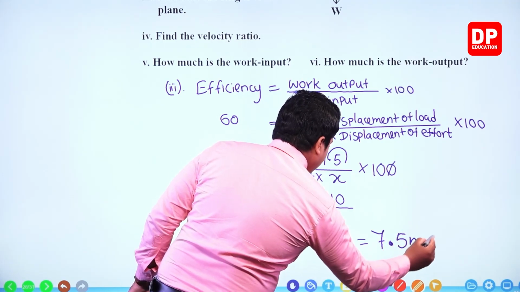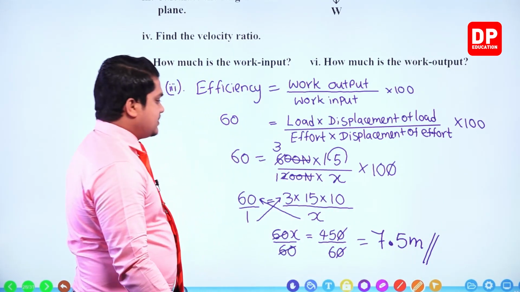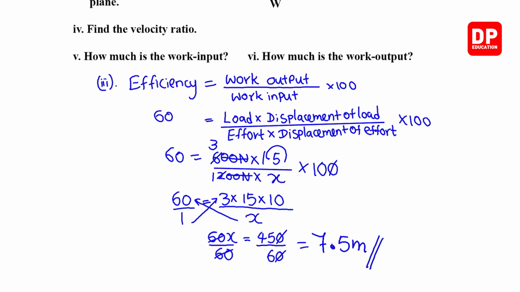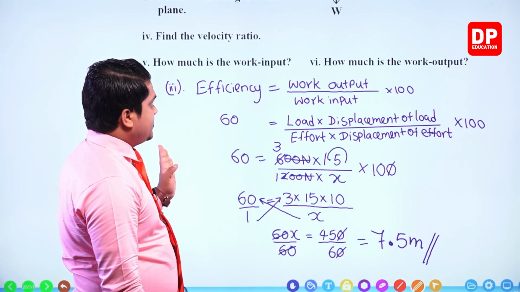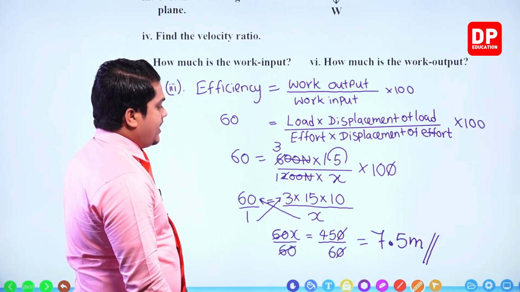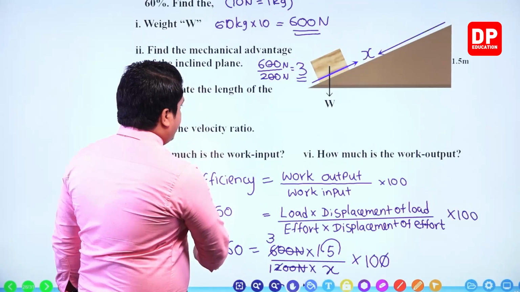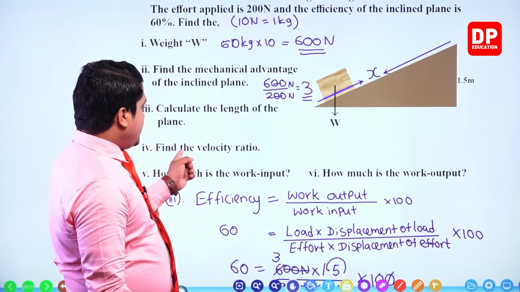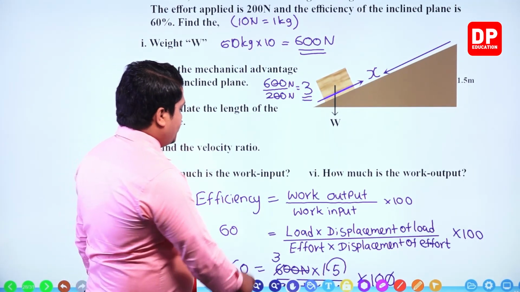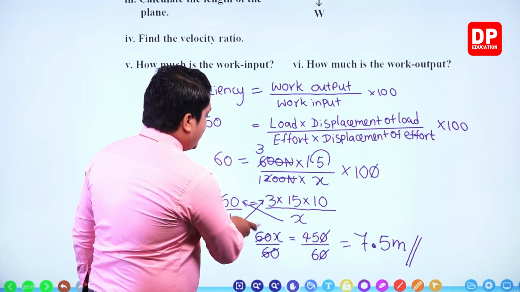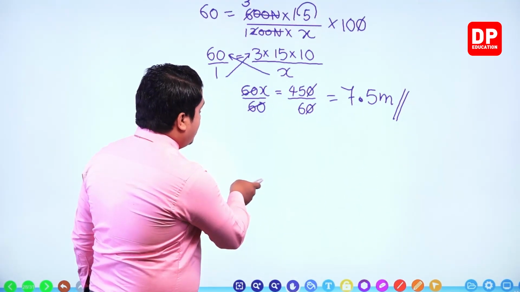7.5 meters is the answer for the third one, which is the length of the inclined plane. Then next one, find the velocity ratio. So let us calculate the velocity ratio then.